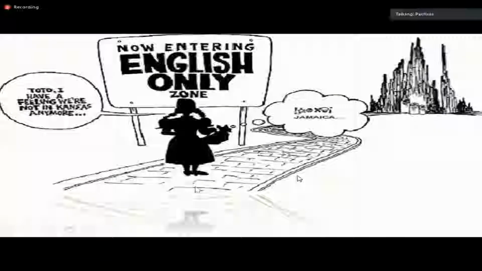In the classroom, there's no GSL curriculum at present, and all the materials are in English, which they are expected to use to acquire English. So I have called it an English only zone.